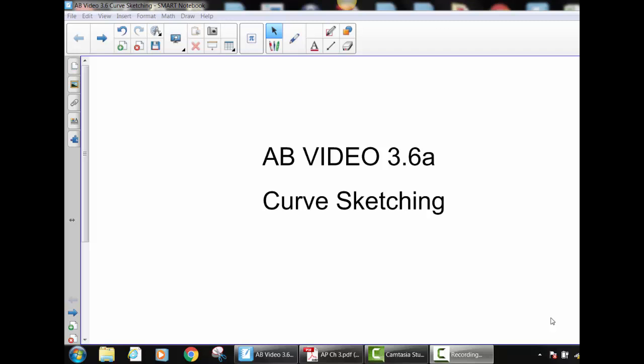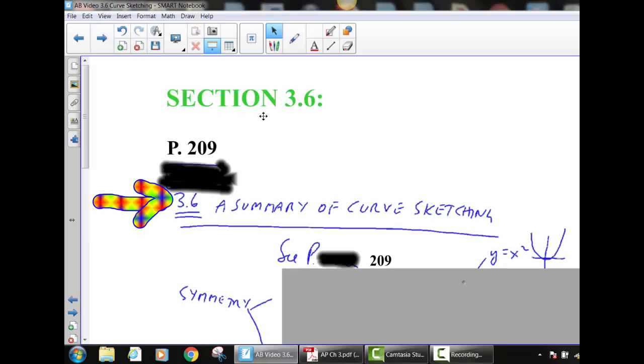Hi, welcome to AB Video 3.6a, Curve Sketching. This is where we put everything together in order to sketch curves by hand, obviously.